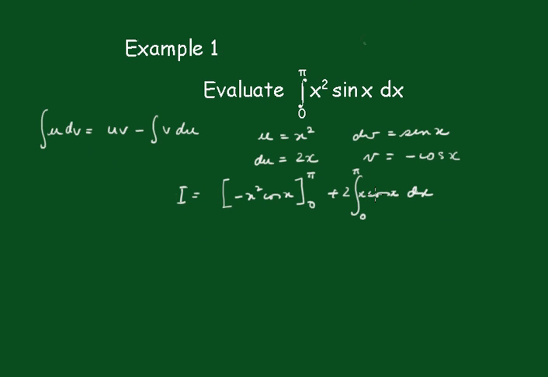Okay, just check that carefully so you don't make that mistake I almost did then. Okay, putting the values in. We're going to get minus pi squared. And the cos of pi is minus 1, so that's plus. And putting 0 in there, that's obviously going to give you 0. So it's just pi squared plus 2 times the integral between pi and 0 of x cos x dx.